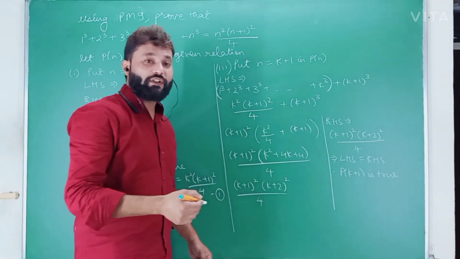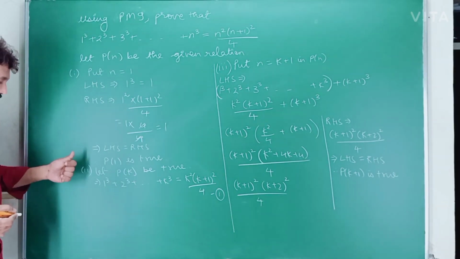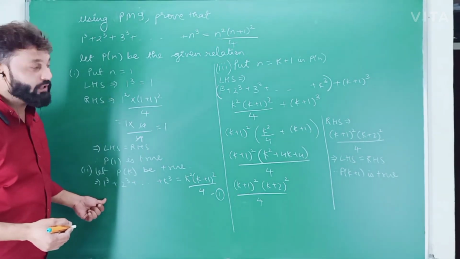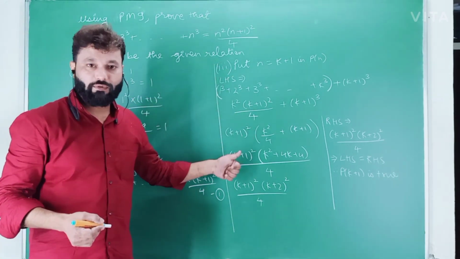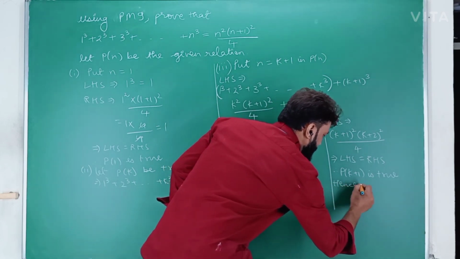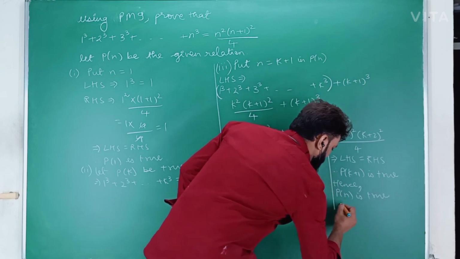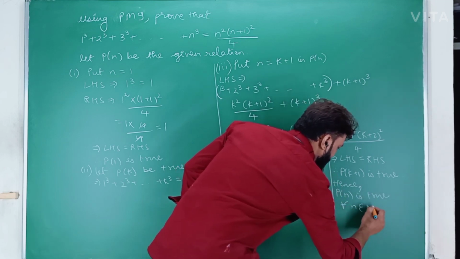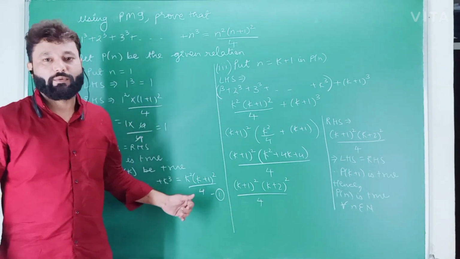Now because P(k + 1) is true, that is, we have checked it for n equal to 1, we assumed it for n equal to k, and then by the help of this equation we have proved it for n equal to k + 1, therefore we can write: Pn is true for all n belonging to natural numbers. So this is how the questions of induction are to be solved.